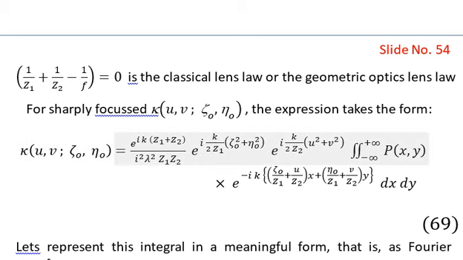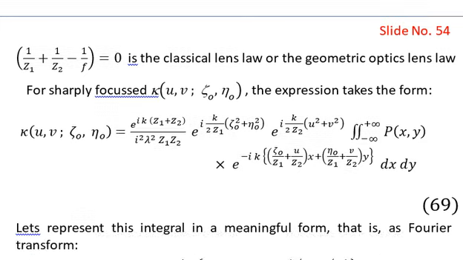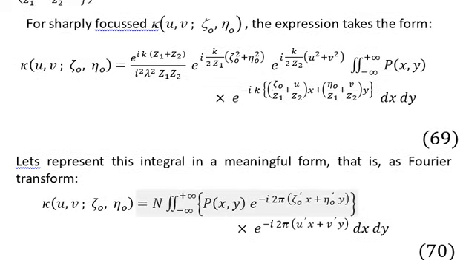For a sharply focused kappa of u comma v semicolon z naught, zeta naught minus eta naught, the expression takes the form given in equation number 69, which gives the value of the kappa for a sharply focused kappa. You see that we have some terms outside the integral, not depending upon the x y variables, and there are some terms within the integral sign which depend upon the x and y parameters. So now we want to write equation number 69 in a more meaningful form, that is, let's express this equation in the Fourier transform integral.